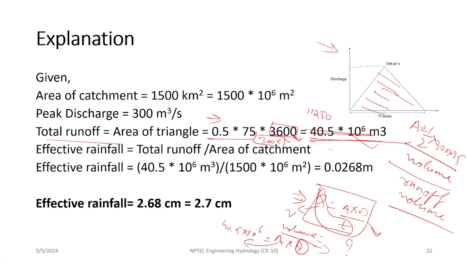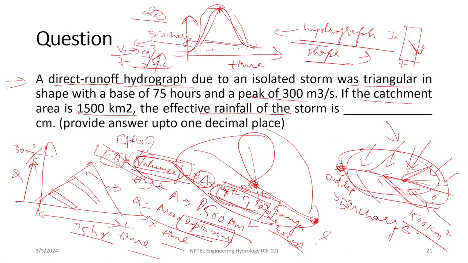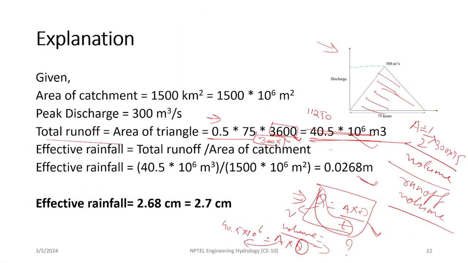So we got 40.5 divided by total runoff divided by area. 40.5 divided by the area. Yeah, we got 0.0268 meter. Okay, that's good. Now convert it into centimeter and you will be getting this answer. Yeah, 2.7, correct.